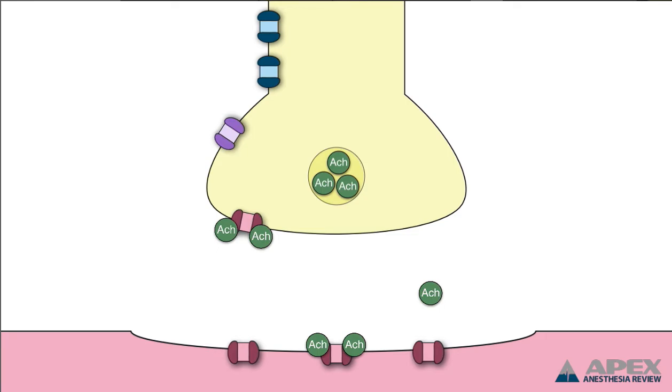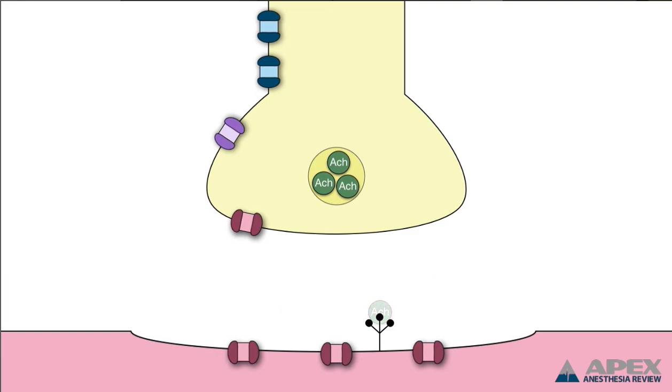For every ligand-receptor interaction, we need an off switch. We've already stimulated the muscle to contract, so now we need a mechanism to make it relax. Acetylcholinesterase is strategically positioned around the pre- and postsynaptic nicotinic receptors, and its job is to hydrolyze acetylcholine as soon as it unbinds from these receptors.